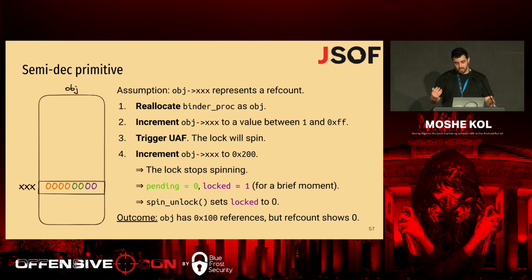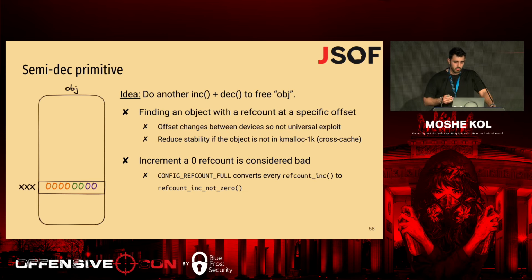So the idea was that we now will do another increment and decrement operation on the ref count. And hopefully on the decrement operation, we will get use of the free on this new kernel object that might be stronger and better. But unfortunately, this doesn't quite work for 2 reasons. So first, we need to find an object with the ref count at a specific offset that we control the lifetime and the number of references it has. And remember that the offset changes between devices, so it would likely not be a universal exploit. And even if we expand the search to more objects that are not in the kmalloc1k slab, then we risk reducing the stability of the exploit.